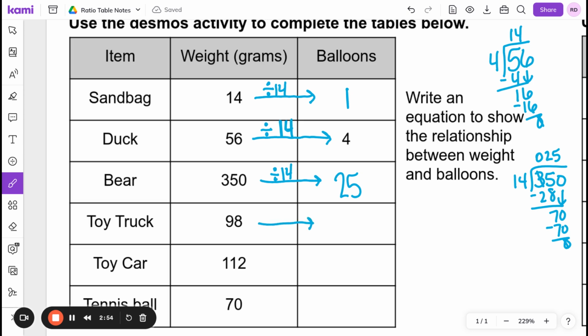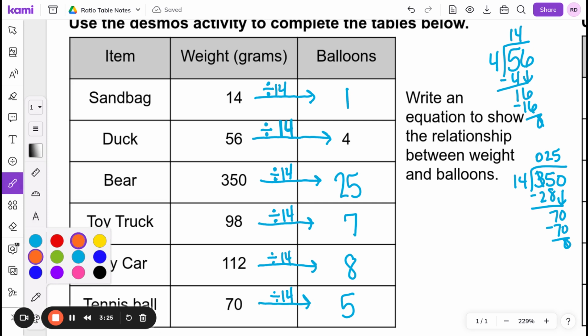Same thing, whatever you do to the top, you do to the bottom. So 98 divided by 14 is 7. 112 divided by 14 is 8. And 70 divided by 14 is 5. So we can use the same rule because all of these ratios are equivalent.